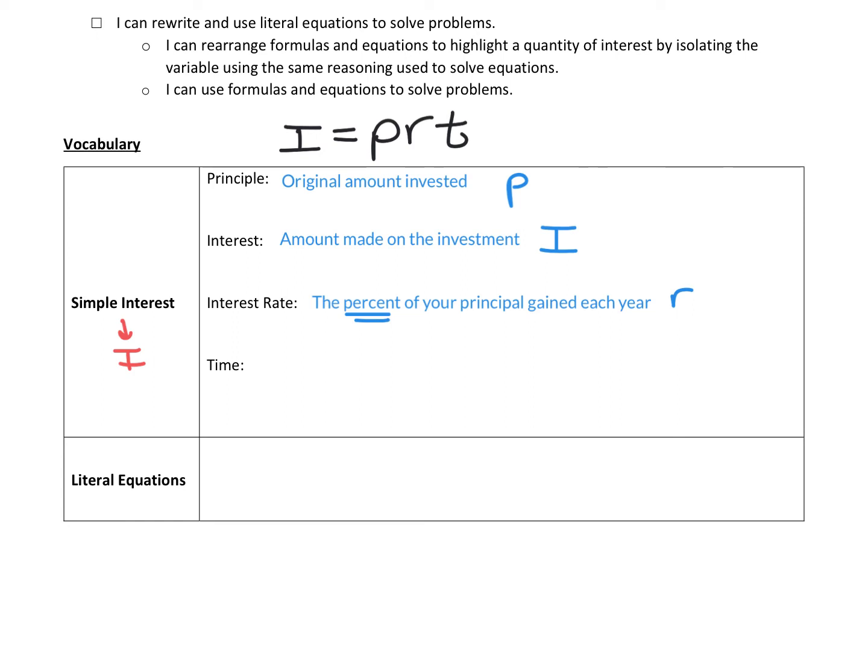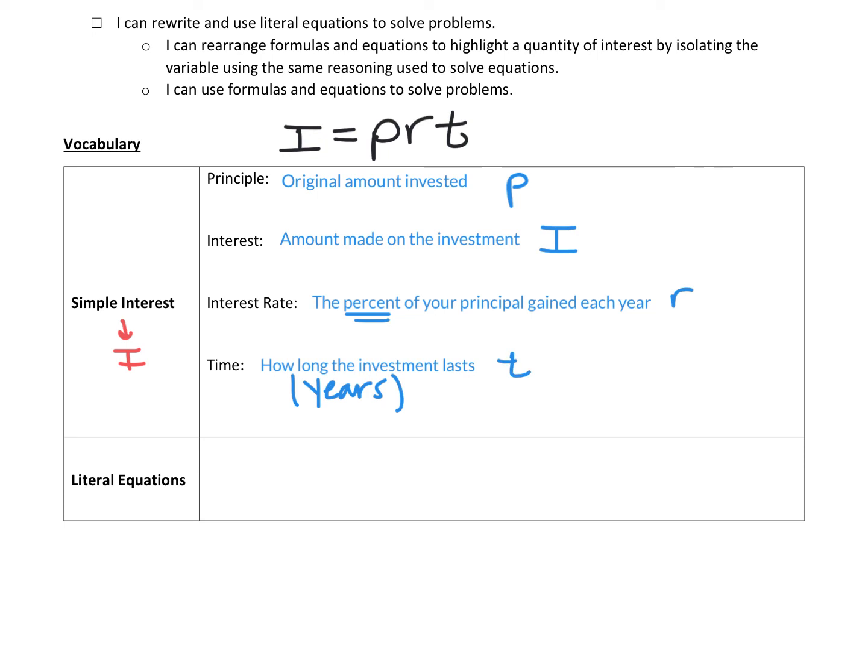Last part of the formula is time. Time is how long the investment lasts. It is a measure of time. And let's make a note that this is going to be in years. So if we have an investment for half of a year, or for 6 months, let's say, we wouldn't use a 6, we would use a 0.5 because our time, and that's the T in the formula, time is in years.